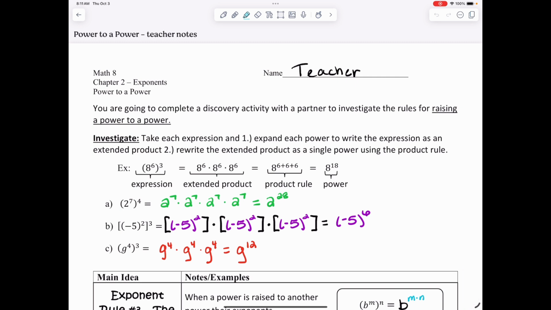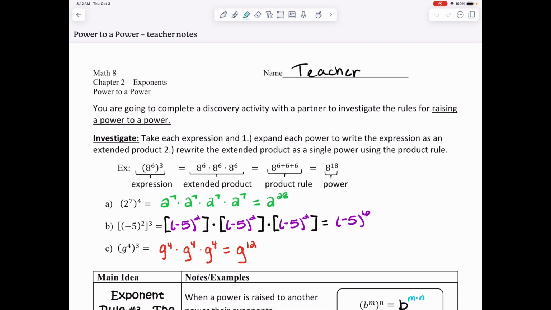All right, now that you had a chance to try this on your own, let's take a look at A, B, and C. In part A, your base was 2 to the 7th. So times it by itself 4 times. The exponent here is 4. If you use the product rule that we learned earlier in a previous lesson, we know to take all those 7s and add them up, so we get 2 to the 28th. When you do a similar thing with B, the base is negative 5 squared. The exponent is 3. So negative 5 squared times itself 3 times would be negative 5 to the 6th. And then g to the 4th is the base in C. You would multiply it by itself 3 times, so that would be g to the 12th.